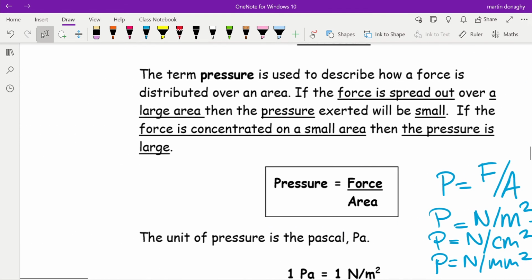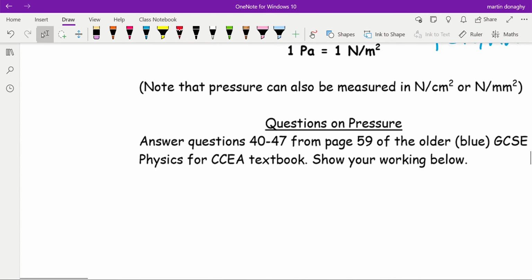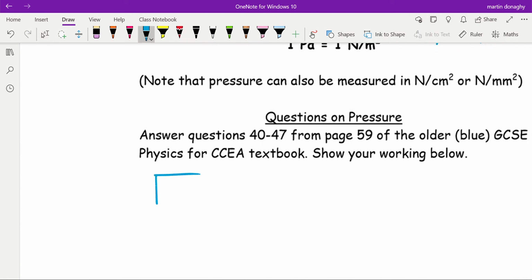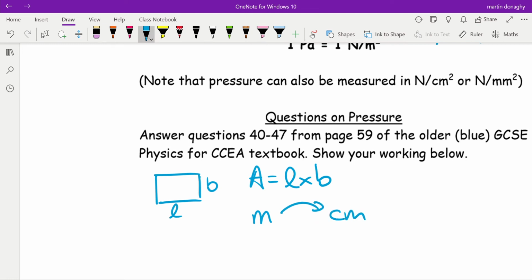Now, sometimes you might have to calculate areas, and if we have a rectangle, our area is the length times the breadth. Okay, sometimes you might have to convert units. So to change from meters to centimeters, what we do is we multiply by 100. To change from centimeters to meters, we divide by 100.